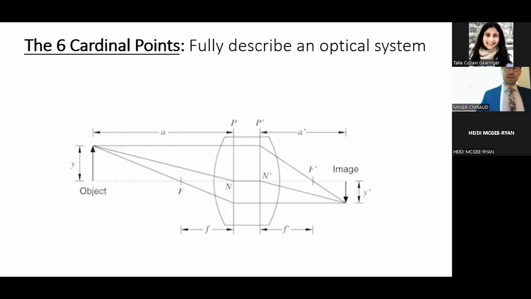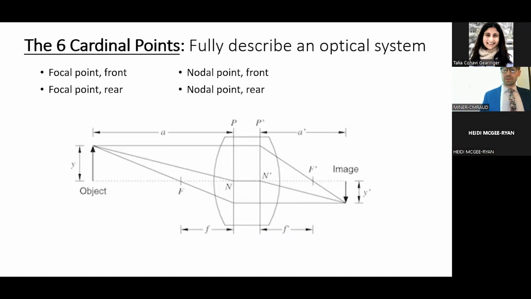If you trace an optical system with all these rays, you can actually find there are 6 points that define an optical system. We call those the 6 cardinal points. They're outlined here for this single lens. Briefly, they're the focal points, the front and rear, denoted by the capital F there. That's the point where, if you were to shine light from really, really far away, the light would focus through that lens to that focal point.